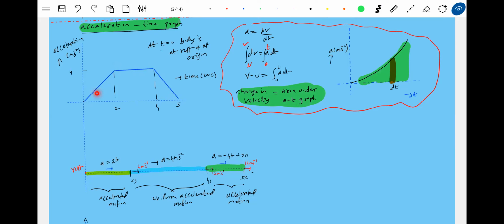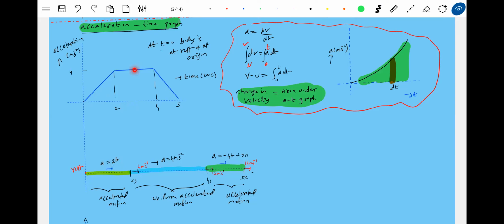Okay, now first, look at this acceleration, 0 to 2 seconds. I'm writing directly, a equals 2t. For 0 to 2 seconds, what is the equation for acceleration? It is equal to 2t. What is the slope of this? 4 by 2, 2. Equation of a straight line passing through origin. Instead of y, you are having a. Instead of x, you are having t.